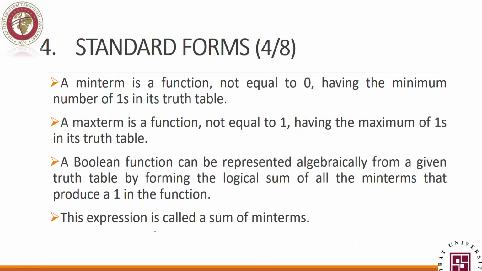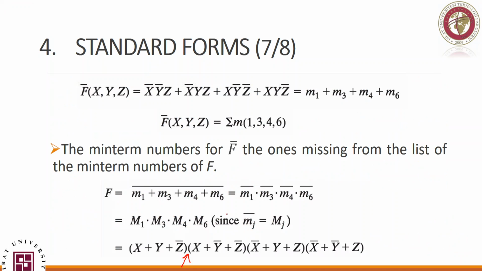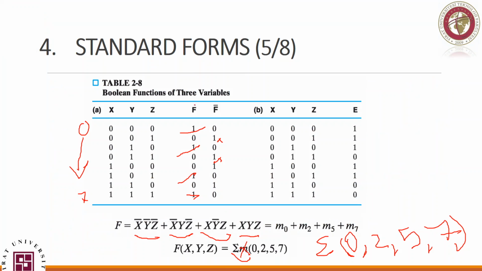M1, remember, M1 is represented by what? Here, M1, look at this, X or Y or Z bar. X or Y or Z bar, what gets you 0. And you do the same thing for the rest of them. This is less popular, however, it is possible, and we apply it in our implementation. You may be asked questions about it also. You apply the same concept either by inverting F or with F directly.